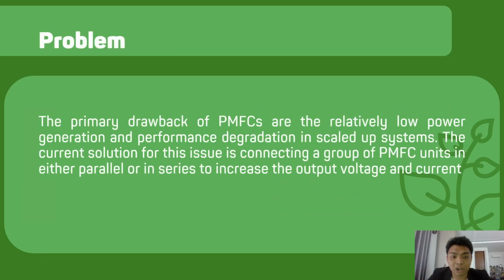So the primary drawback of PMFCs are the relatively low power generation and performance degradation in scaled-up systems. The current solution for this is connecting a group of PMFC units in either parallel or in series to increase the output voltage and current.